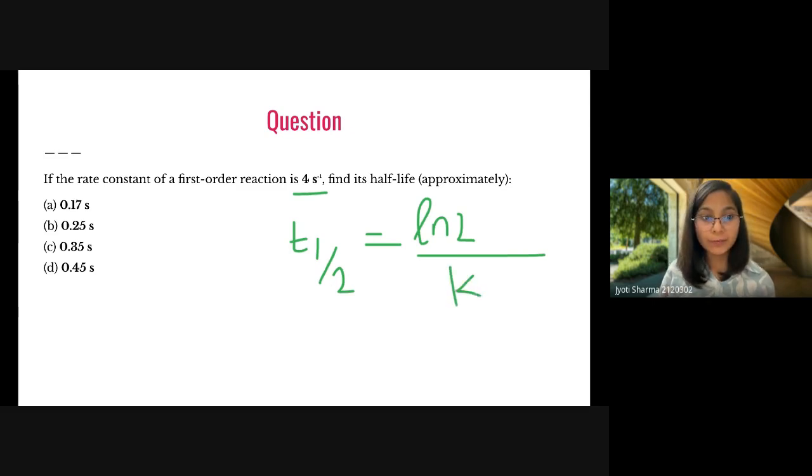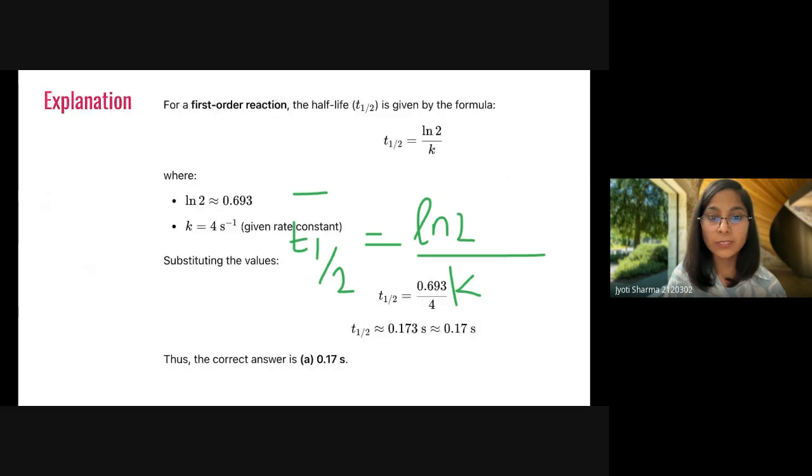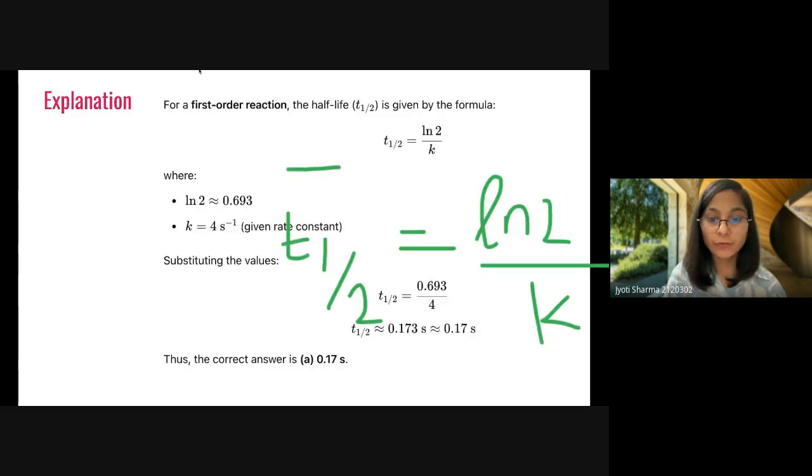So now can you tell me, the rate constant for the reaction is 4 per second. Now can you calculate the half-life? As I told you, the value of natural log of 2 is approximately equal to 0.693. Then I think you can calculate the half-life. So let me tell you the answer. The answer will be 0.17, and let me share with you how this comes.